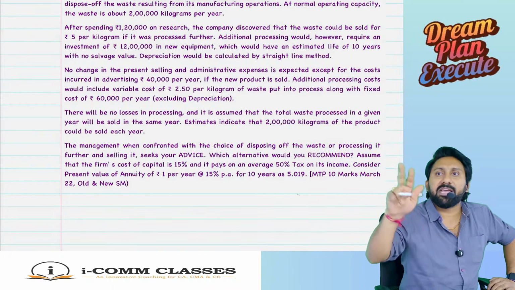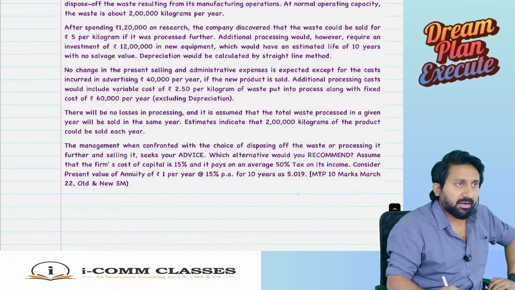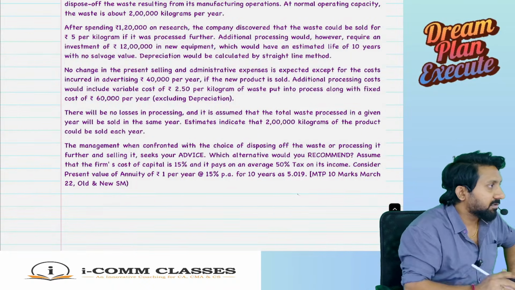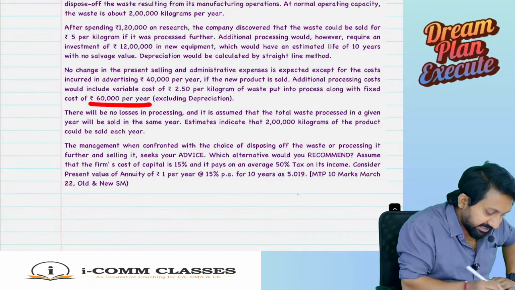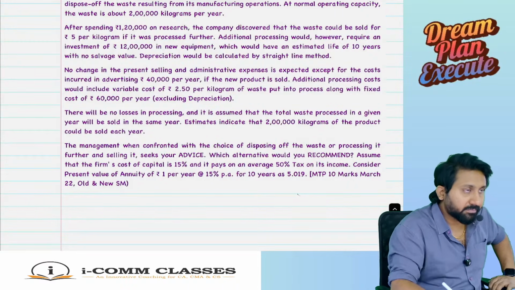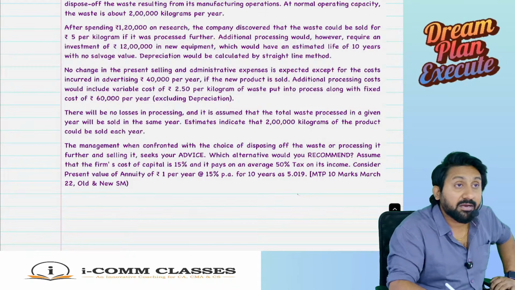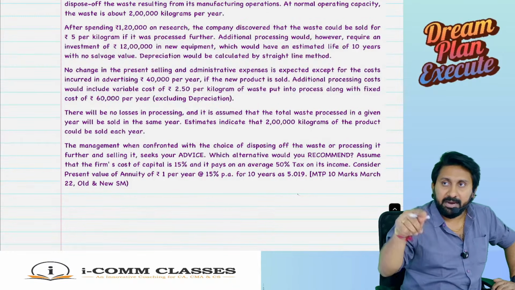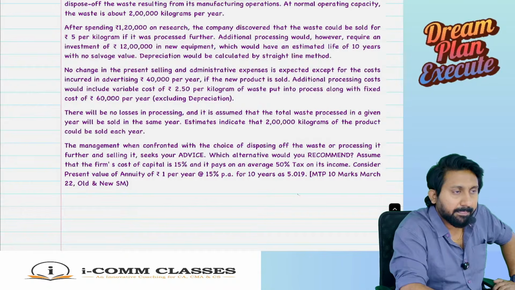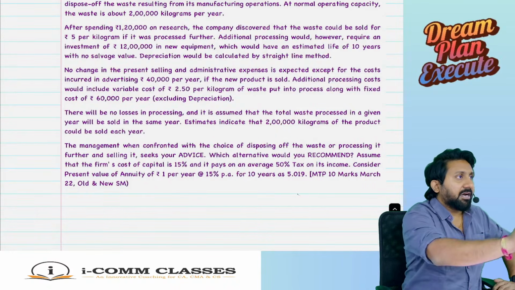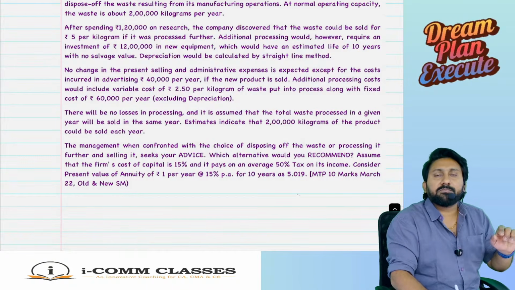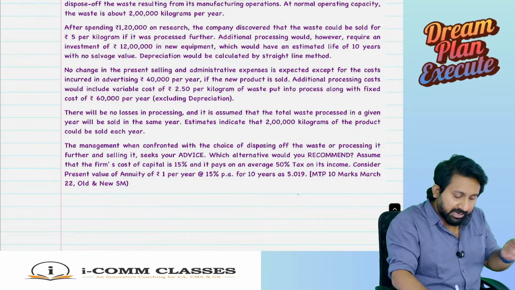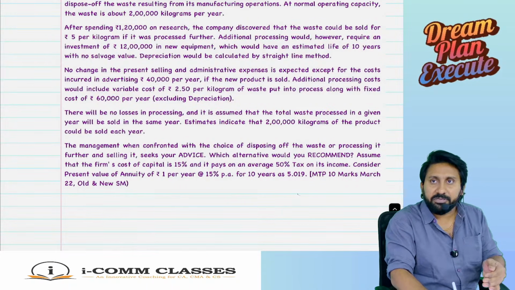2.5 into 2 lakh kgs. How much? 5 lakh. Minus 5 lakh you do. How much? Minus 60,000 per year fixed cost. 2 lakh. This is the annual profit before tax. Minus 50%. 1 lakh. That's it. That will be the annual cash inflow that we will get because of that machine per annum.